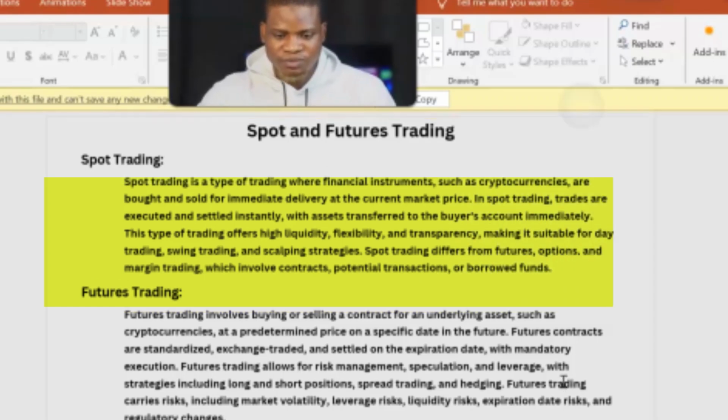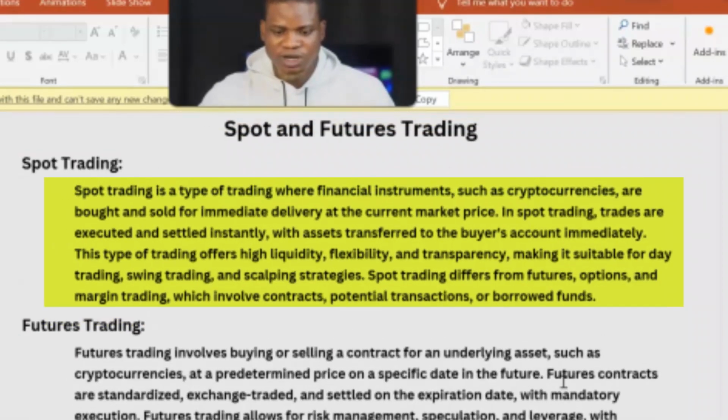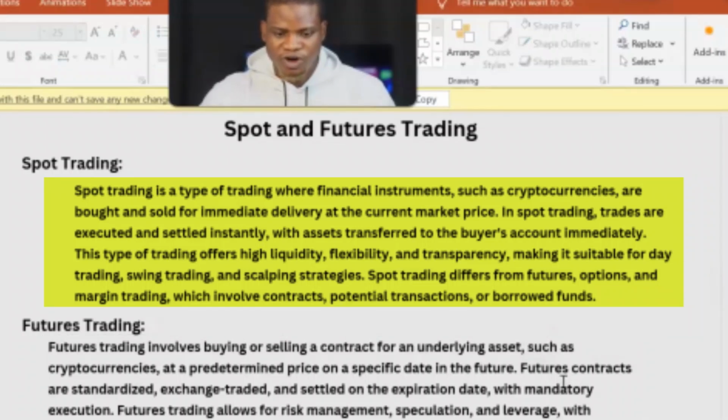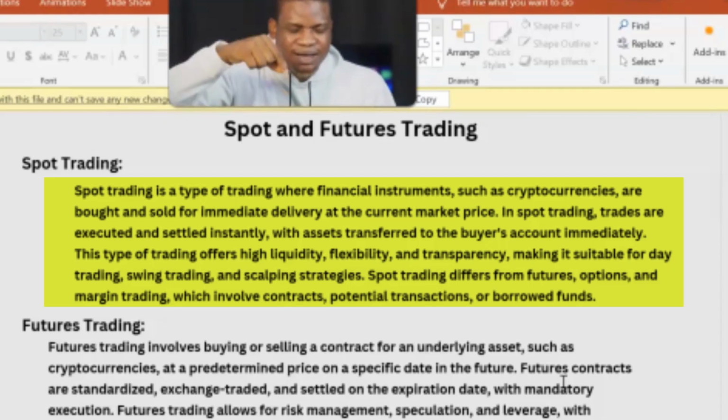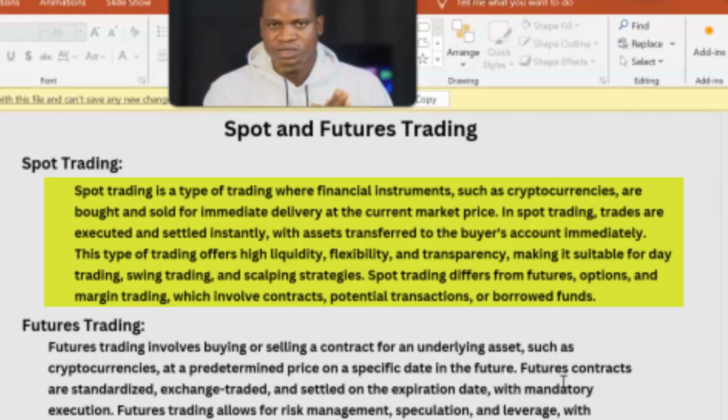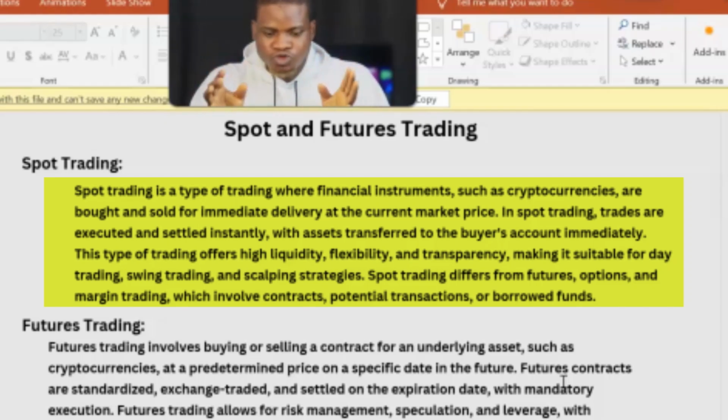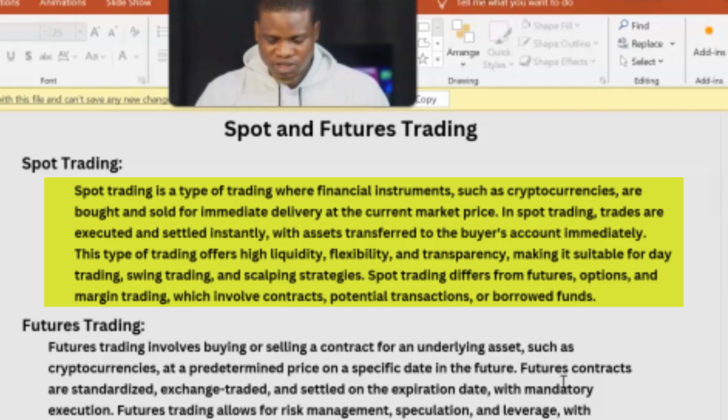Spot trading is a type of trading where financial instruments such as cryptocurrencies are bought and sold for immediate market delivery at the current market price. So for example, in spot trading, if you buy BTC, you have your BTC available in your spot wallet. But in futures trading, it's not like that. Futures trading is more like a contract, where you have a contract that if a particular asset goes up or goes down in price, with some rules, you make money or lose money. I'll explain a little bit about it in a bit.